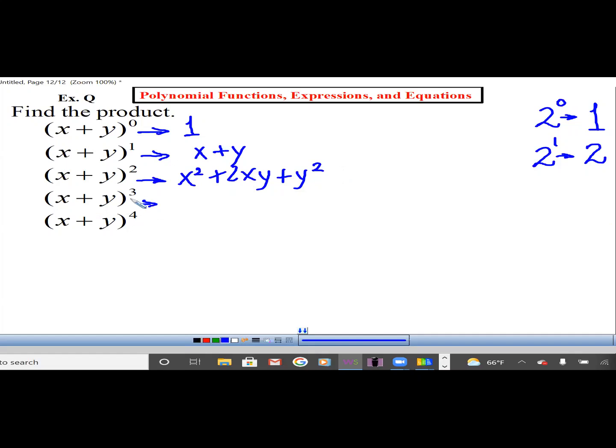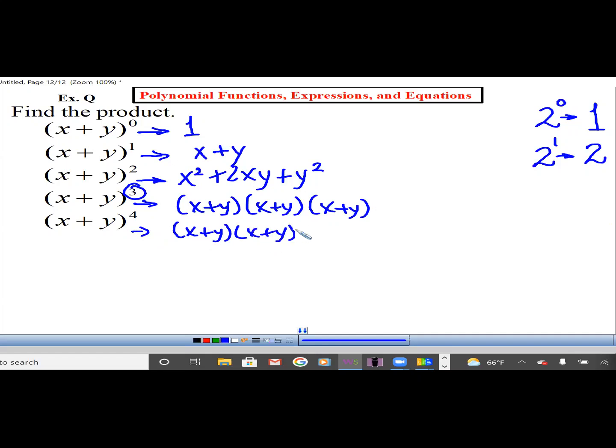If I asked you to find me the product of this one to the 3rd power, that means x plus y times x plus y times x plus y. And we can do an area model and then multiply this with distributive, whatever. But look at this one: x plus y times x plus y times x plus y times x plus y. It's a lot of work, isn't it? Now check this out. What if I said x plus y to the 6th power? That's a lot of work.